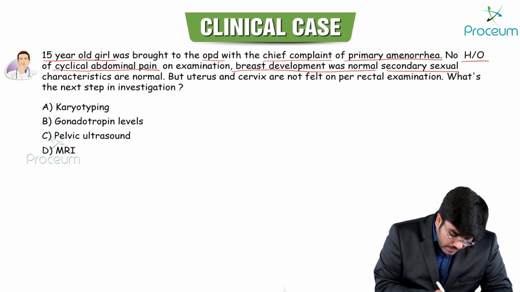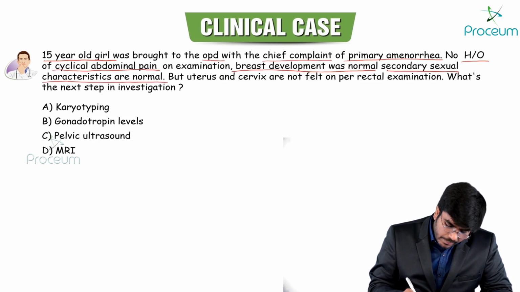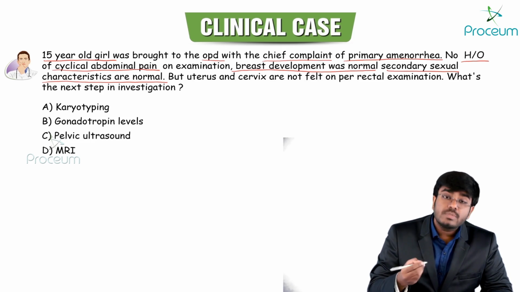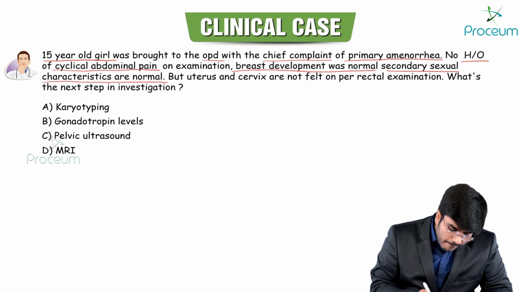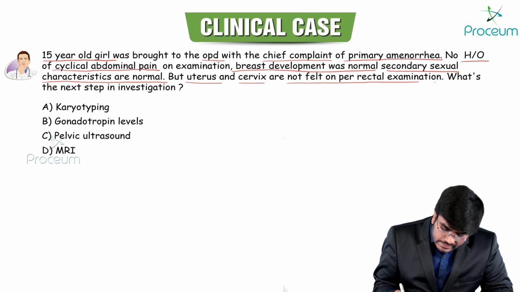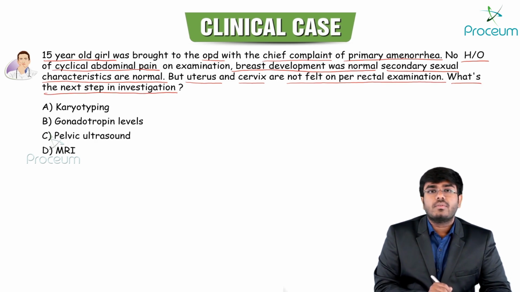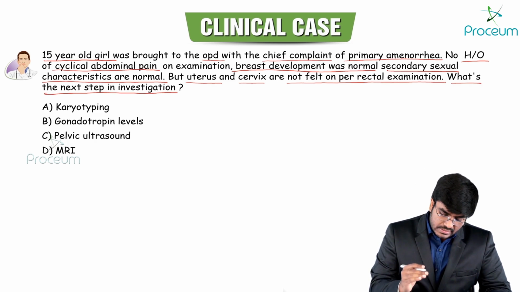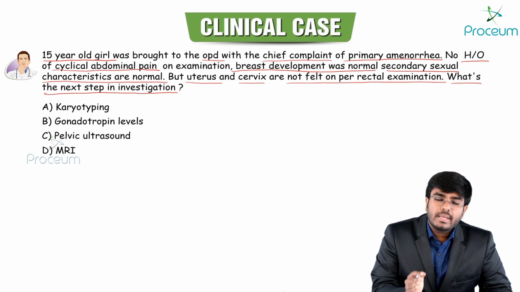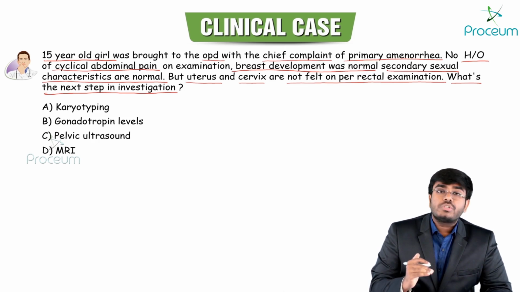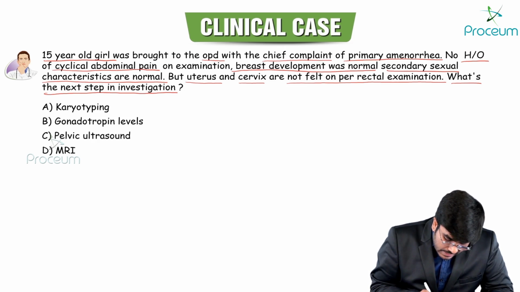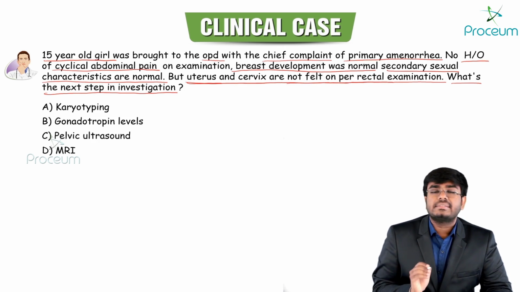Secondary sexual characters are normal. Breast development is there. Okay. Secondary sexual characters are normal, that is, pubic hair development and axillary hair development. But uterus and cervix are not felt on per rectal examination. What is the next step in the investigation? What should you do? Now this is our female with the complaint of primary amenorrhea. Here there is a sentence: uterus and cervix are not felt on per rectal examination.